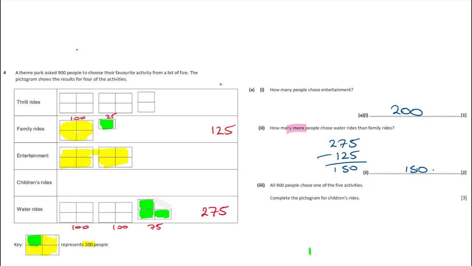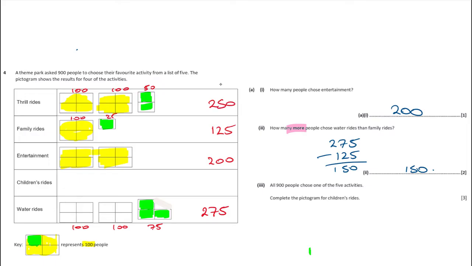Complete the pictogram for the children's ride. So the children's ride hasn't been put in there. Okay, so let's just count how many we've got for the other rides. So we already worked out that entertainment was 200. We wrote that down for part A. And then thrill rides we haven't looked at yet, but that's got 100, 100, and 25 and 25. So that makes 100, 150. So that's 250, isn't it?